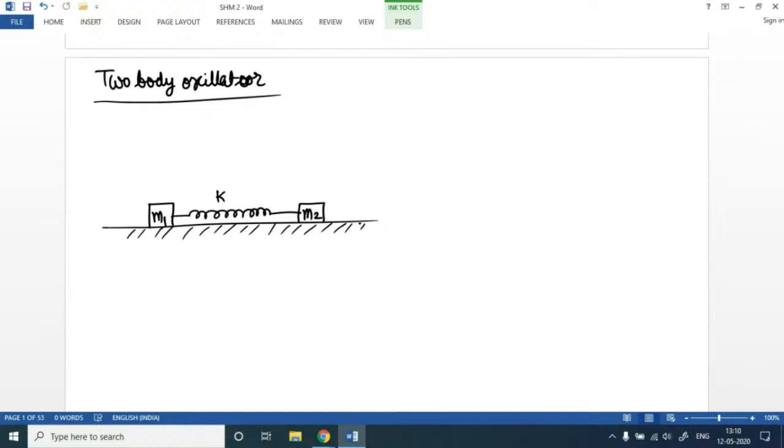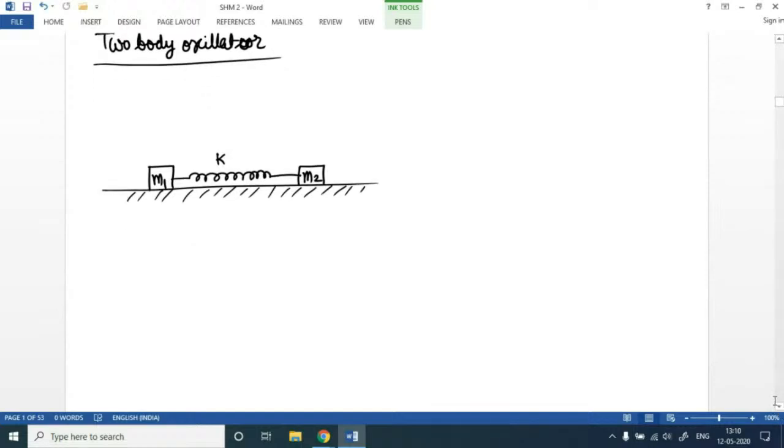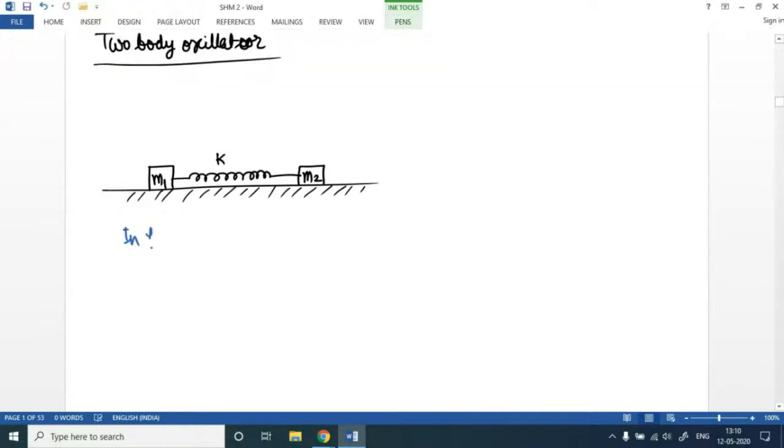Both these blocks will be executing SHM, with the same frequency, and their time period would be the same as well. This problem could be done in several ways, in several frames of reference, using the force method as well as the energy method. So let's take one method. Let's do this question in the frame of reference of M1, where the observer is attached with M1, and he is observing the motion of M2 and wants to find its time period.